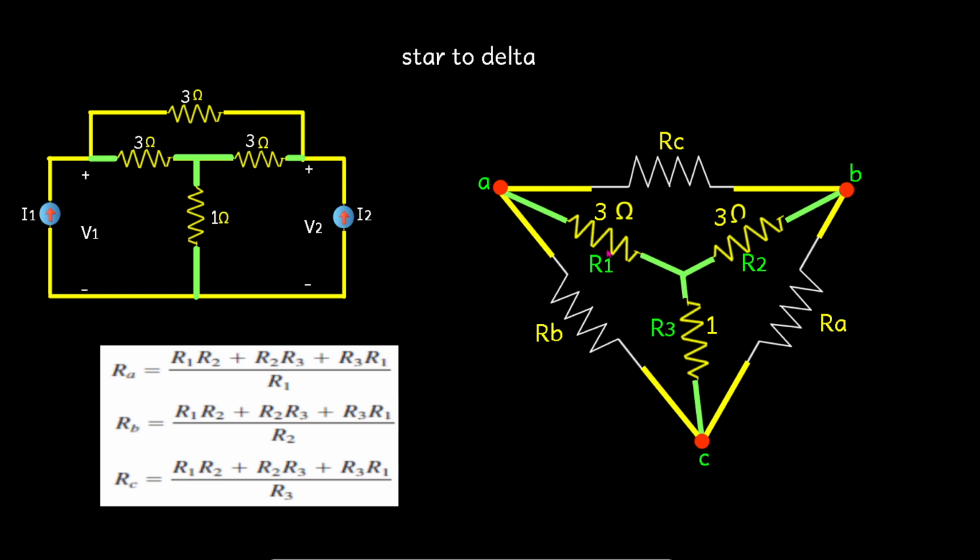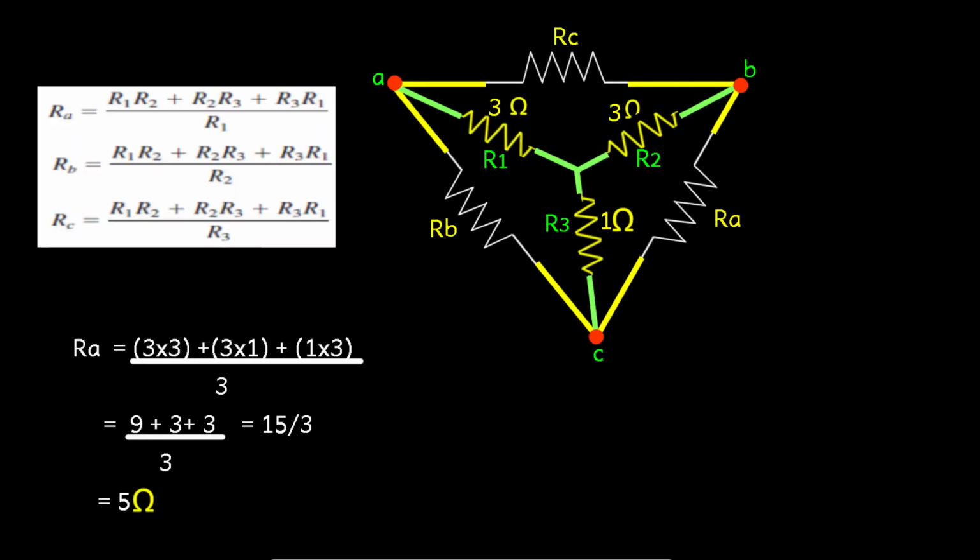Similarly, opposite to this R1 arm will be this RA resistance, and opposite to this R2 resistance we have this RB. So in that way we have to form the structure. Later on, with the help of the formula, we can find out the values of RA, RB and RC.